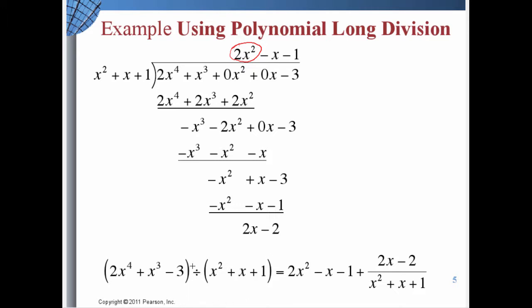So the answer is this part up here. It's our quotient, 2x squared minus x minus 1. And then we take our remainder down here, 2x minus 2. We put it over our divisor, and that gives us an extra term in our quotient.